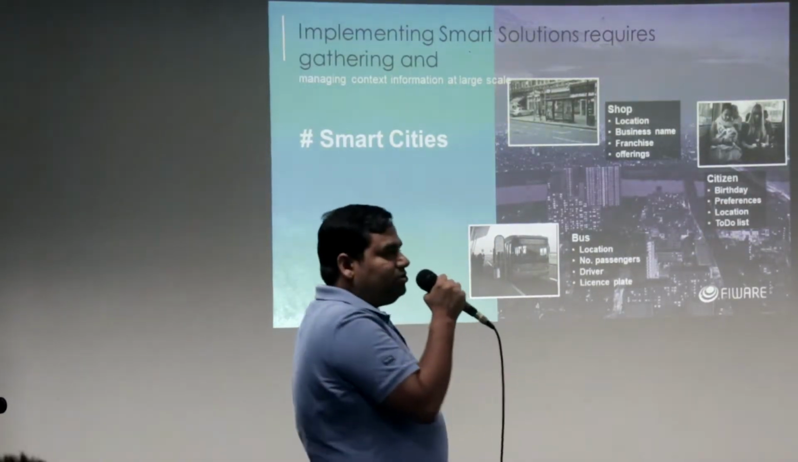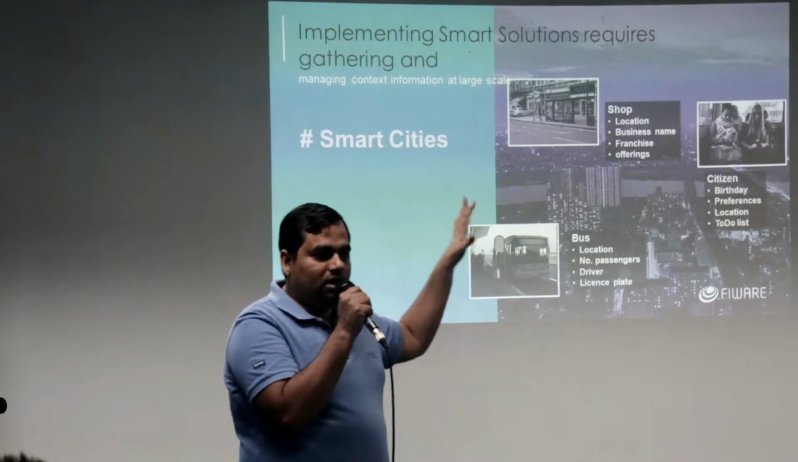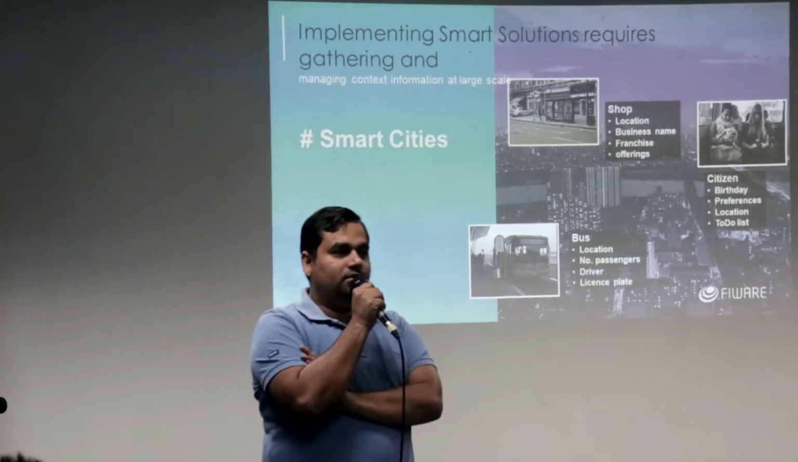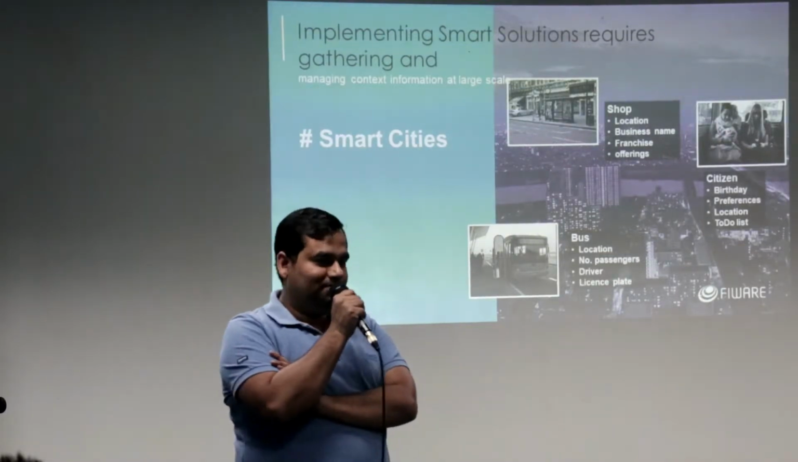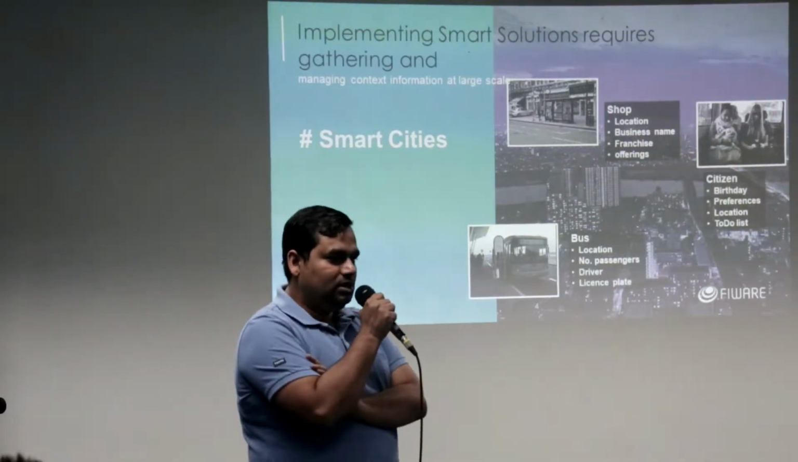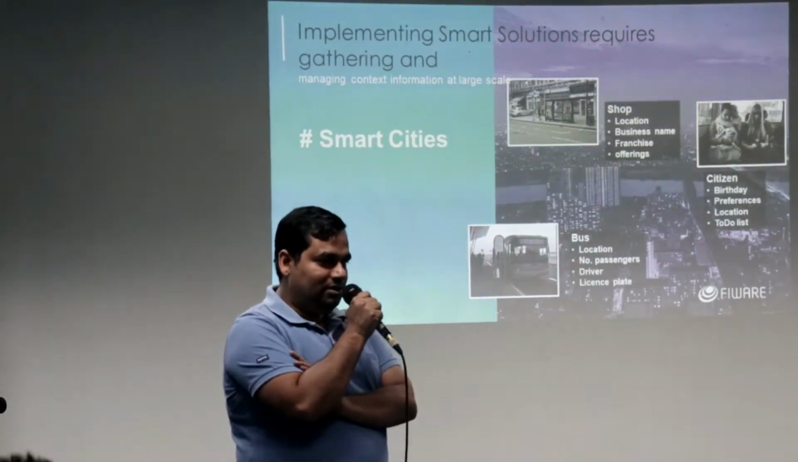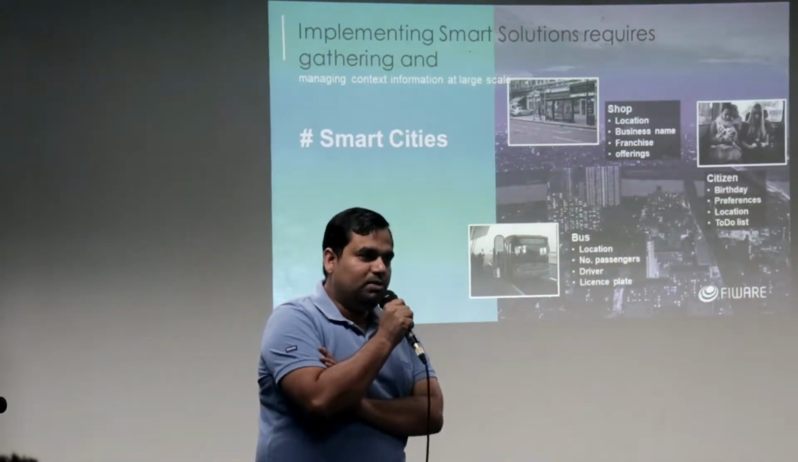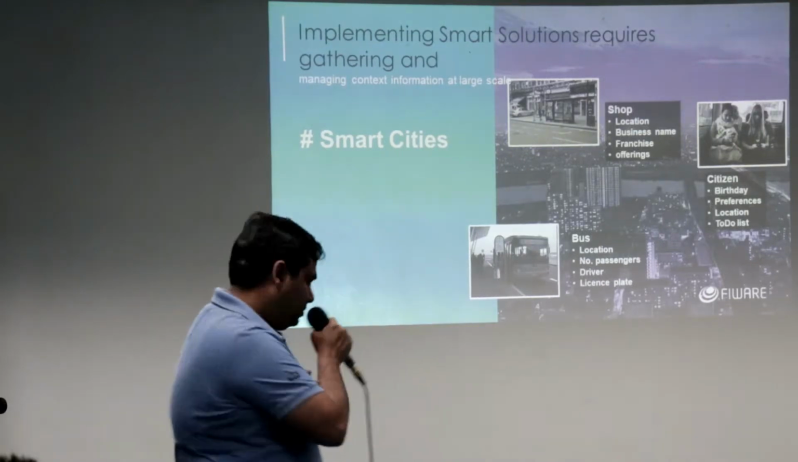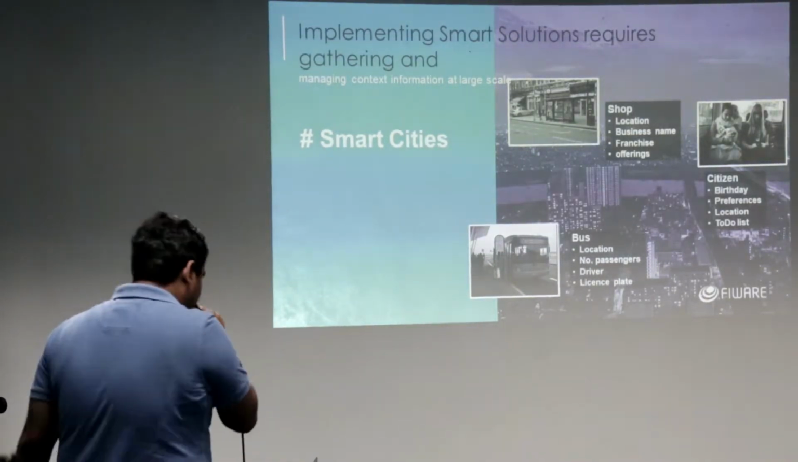Some of these attributes are actually static. Like the location of a shop is not going to change, the shop is not going anywhere, while the location of a bus is dynamic, it can move. So you can express both dynamic as well as static attributes. So this is a case for smart cities.